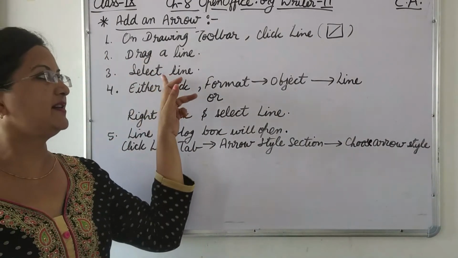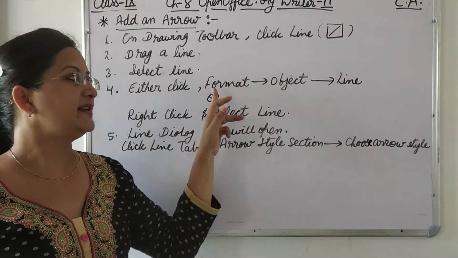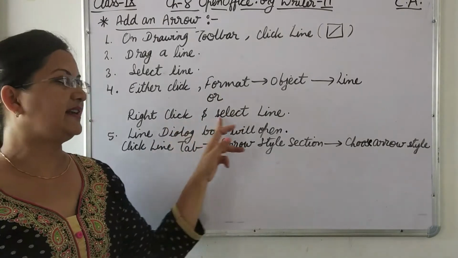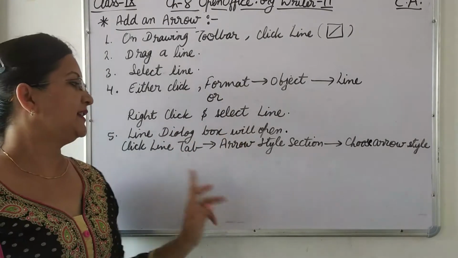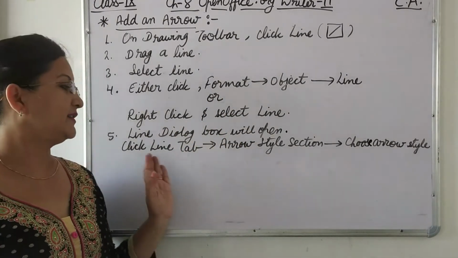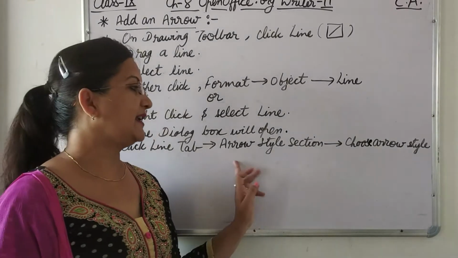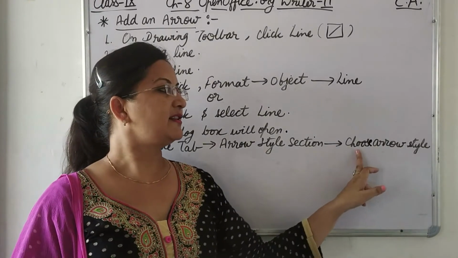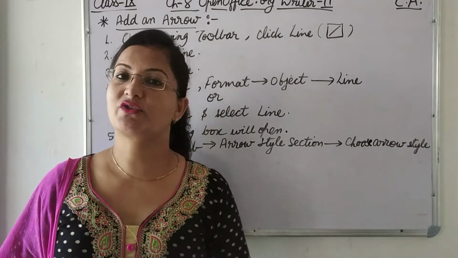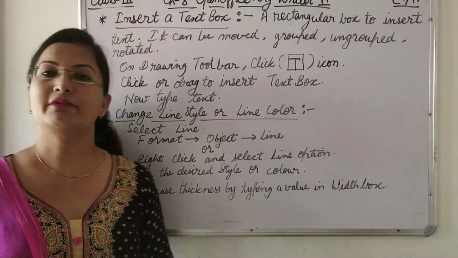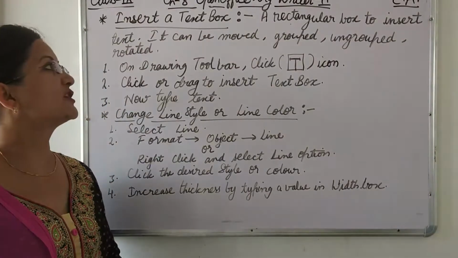Or one more method: directly draw the line, select the line, then right click and select the line option. Then the line dialog box will appear. Click on the line tab, then click on the arrow style section, then choose the arrow style that you want in your line. Now we will learn to insert a text box.